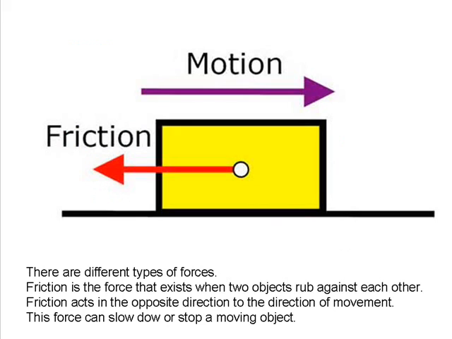There are different types of forces. Friction is the force that exists when two objects rub against each other. Friction acts in the opposite direction to the direction of movement. This force can slow down or stop a moving object.